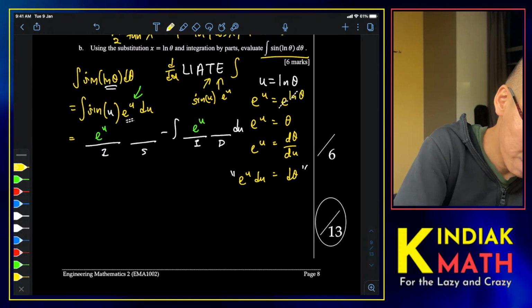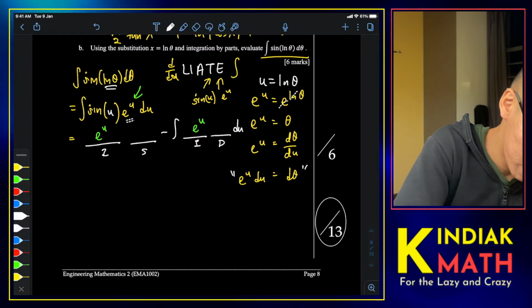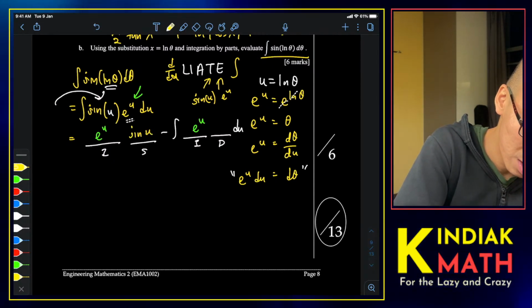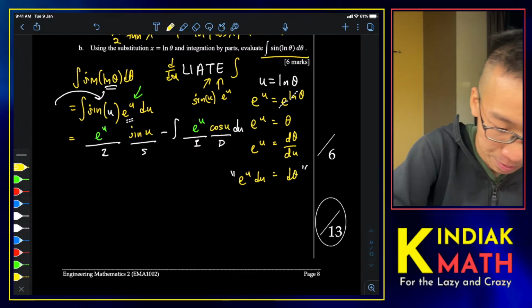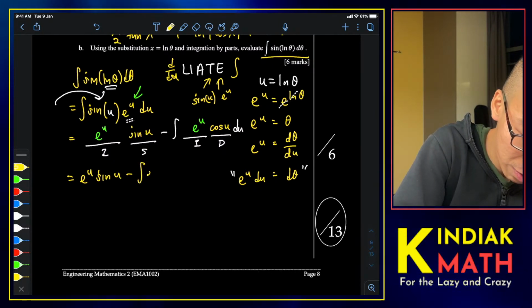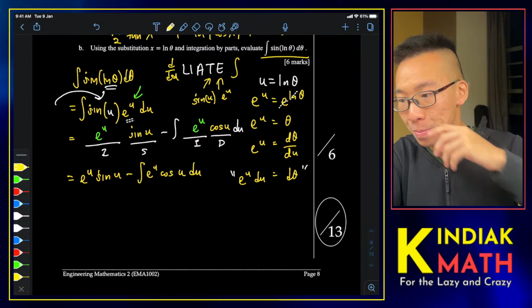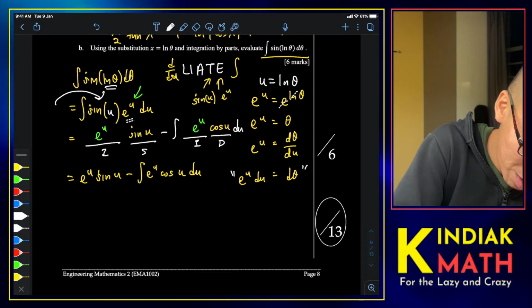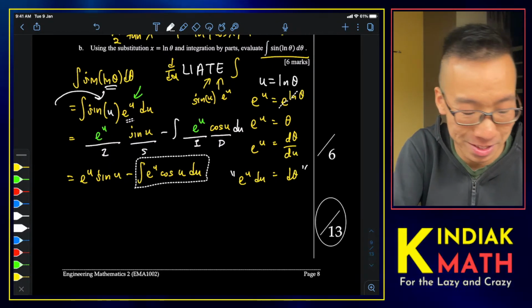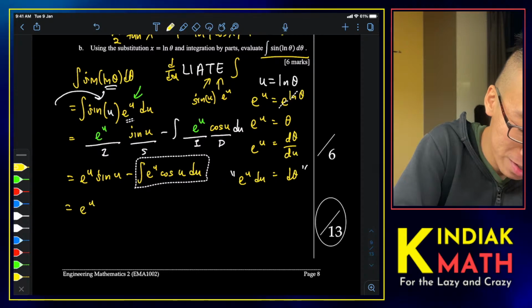Now, the sine of u here, two things happen, right? It remains the same and gets differentiated. So this simplifies to e to the u sine of u minus the integral of e to the u cosine of u du. Now, what does this tell us? Well, this actually requires a second round of integration by parts.